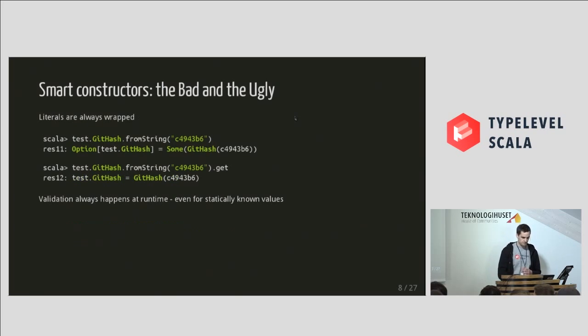Okay, so that's nice, but it also has downsides. One downside is that if we have literals in our code, they're always wrapped in an option. So if we look at the code, we know yes, this is a valid git hash, but it still is wrapped in an option. But just calling get on that option is still an unsafe operation, because if someone changes the literal or changes the validation mechanism, this will lead to an exception at runtime. And the other thing is, validation always happens at runtime, also for these literals, although we could do it at compile time. We know at compile time that these things are valid literals.